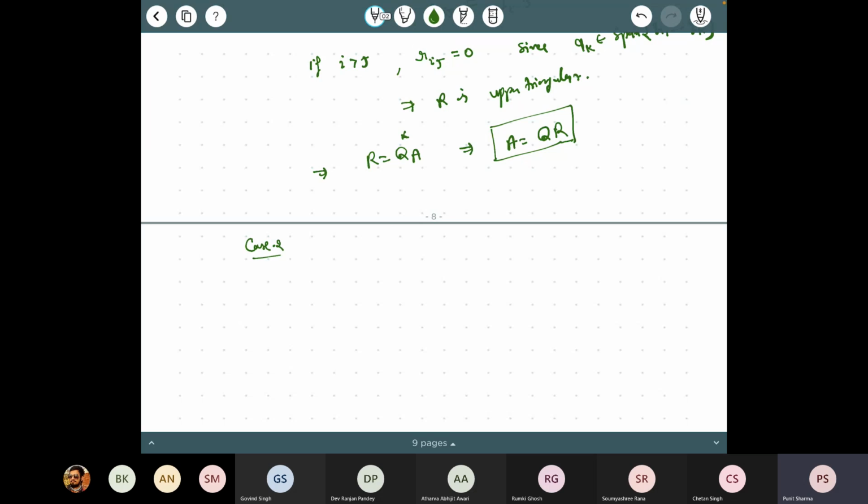So let's see. Case 2 is when A is singular. Let us see this. A is singular means A has a real eigenvalue, zero eigenvalue. Okay, so let me recall what we have again.